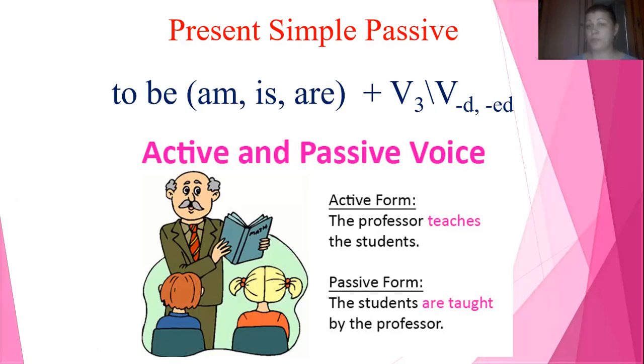It has three forms: teach, taught, taught. We take the third form, taught, and use the verb to be in its form are, because the students is the plural form of the subject. So the passive form is the students are taught by the professor.